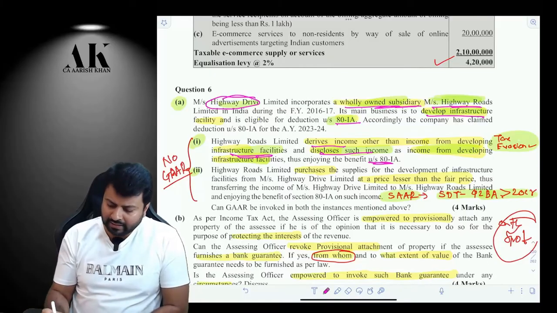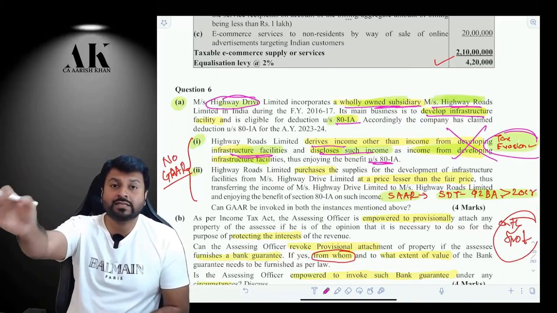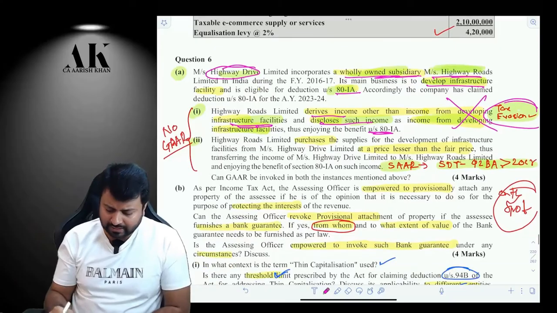Whether GAAR will be applicable? GAAR will not be applicable because this is a clear case of tax evasion. GAAR is applicable in case of tax avoidance. It is not tax avoidance. It's a clear case of tax evasion. Therefore, GAAR will not be applicable.